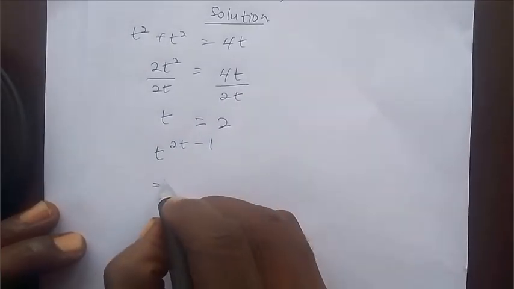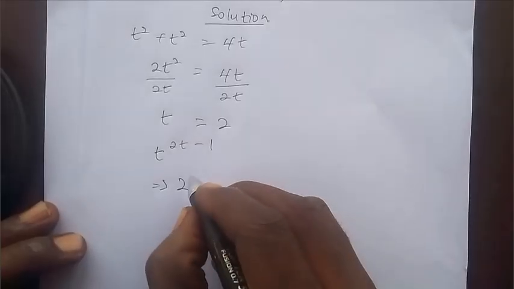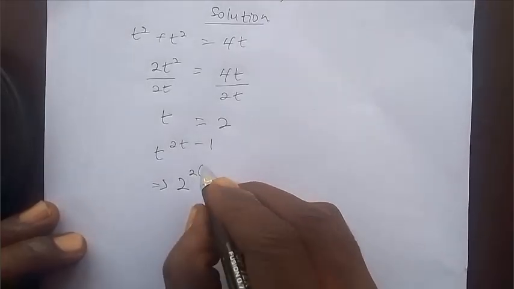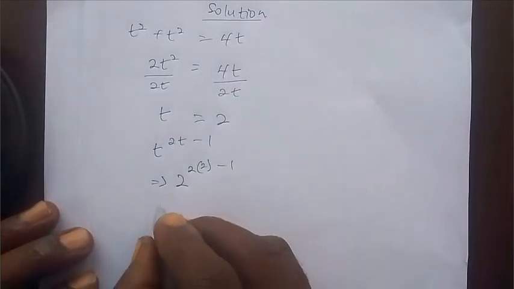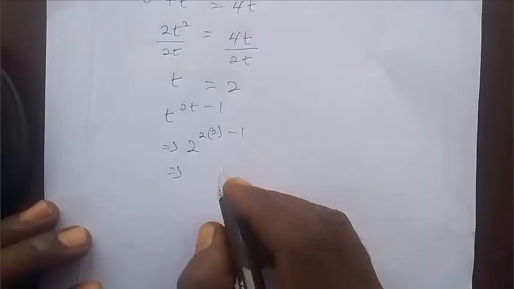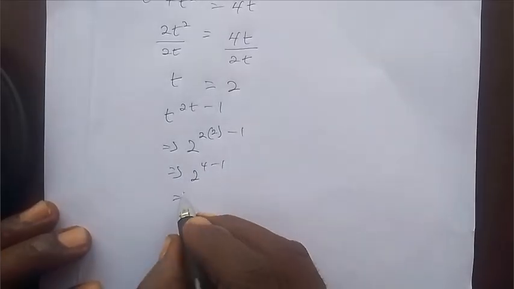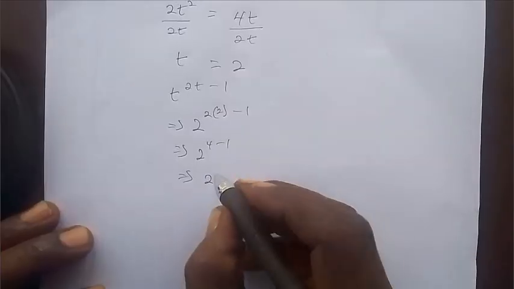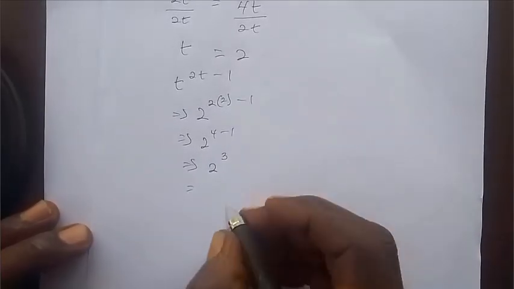So straightforward, given that we want t raised to the power 2t minus 1, which implies that now that we have our t to be 2 here, then 2 times t is also 2 times 2, which is 4, giving us 4 minus 1, which is 3. So 2 to the power 3. Our final answer is 8.